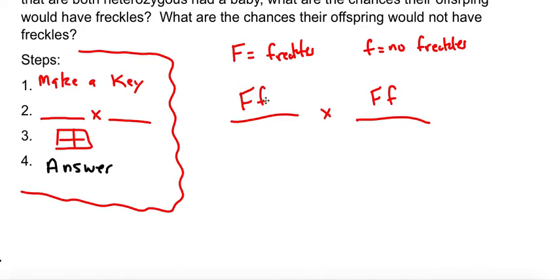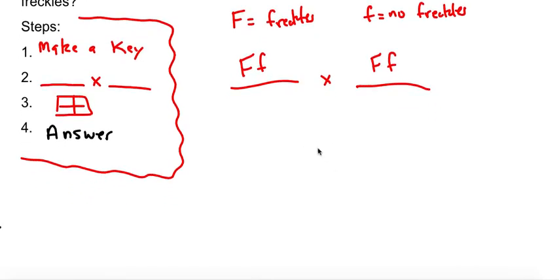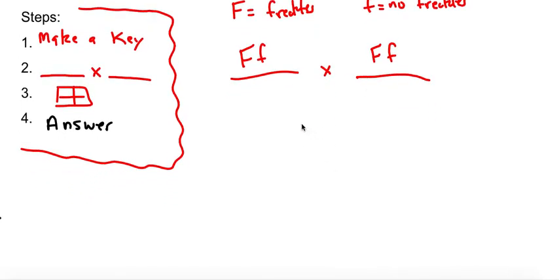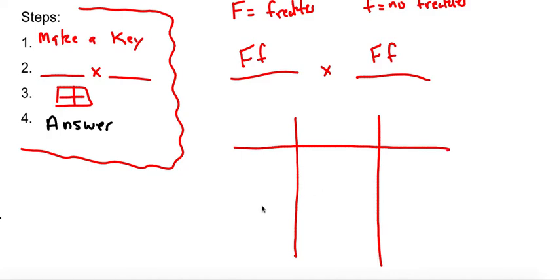And do we know which one they're going to pass, the big F or the little f? The answer is we don't know. And so that's why we make a Punnett square. We don't know which version, or which allele, they're going to pass for a certain trait. So we make a Punnett square, and because we don't know which one they're going to pass, we put each one in a different box.